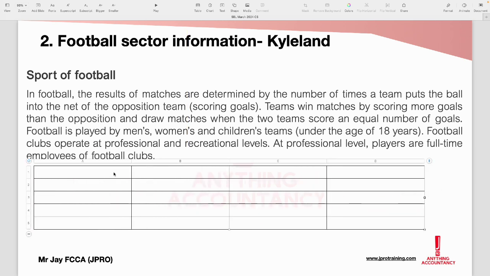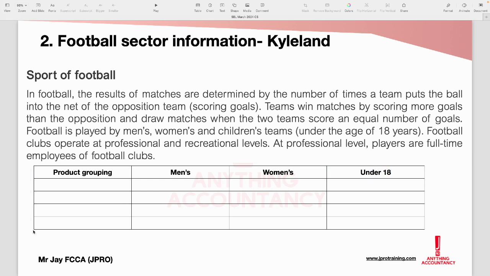So here you can see there is a segment. You can say segments, product, or we can say product groupings. You've got the men's, you've got the women's, and you've got under 18.